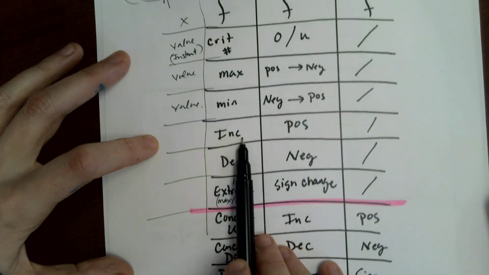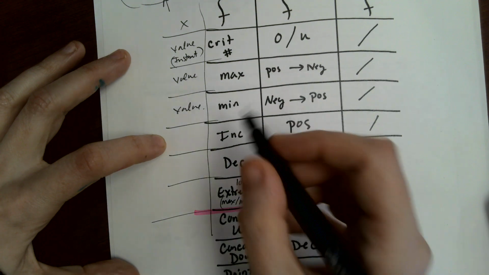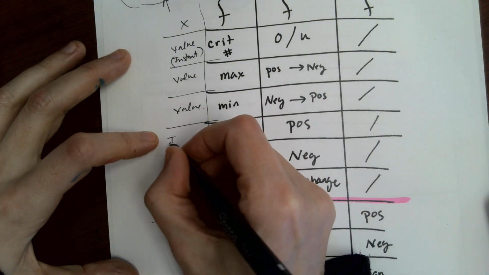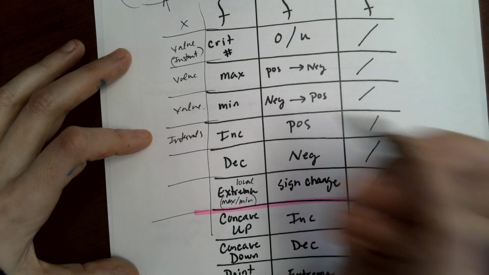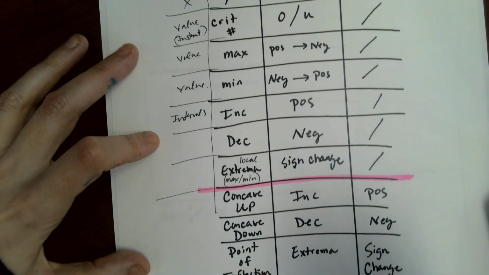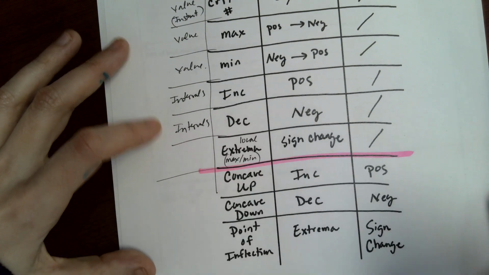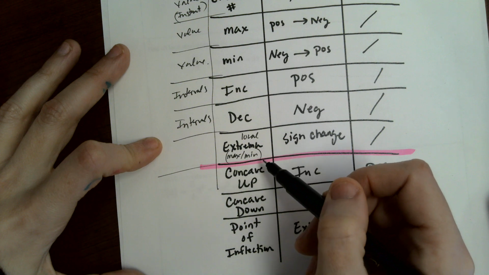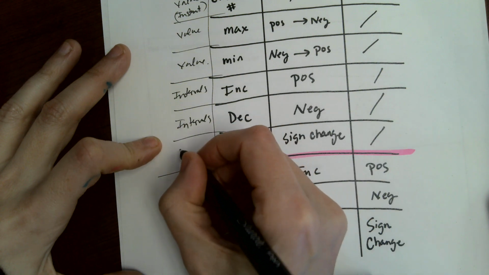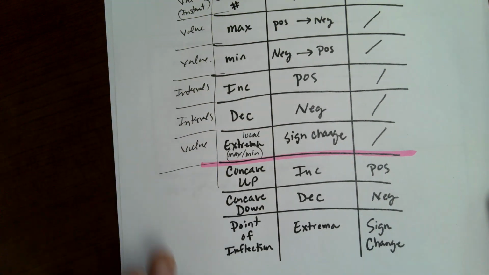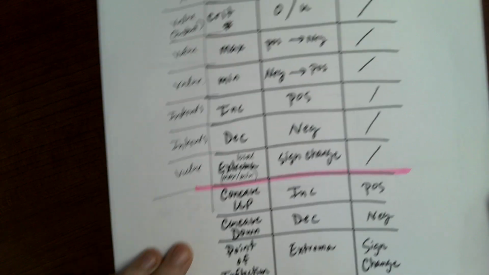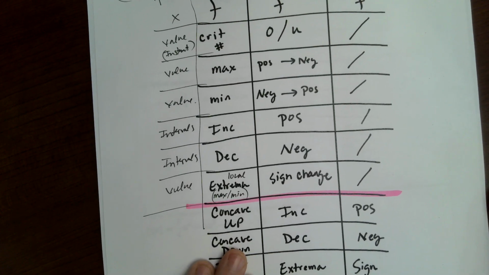Now, if you're looking for where f is increasing or decreasing, those would be intervals, so just be careful. Increasing interval and decreasing interval. And then extrema, maxes or mins, that would be a value, or at an instant. All right, so I want to be clear about that.